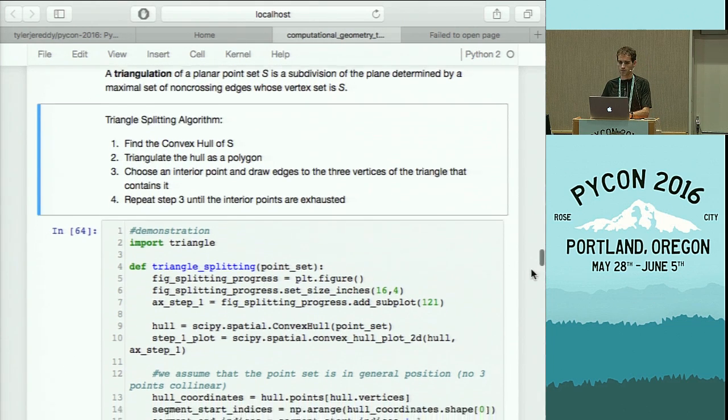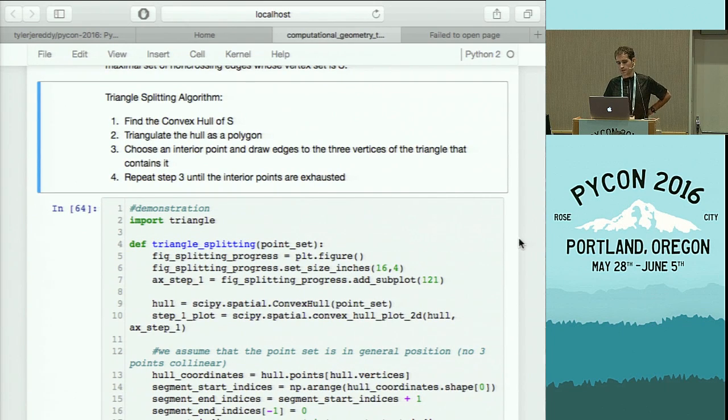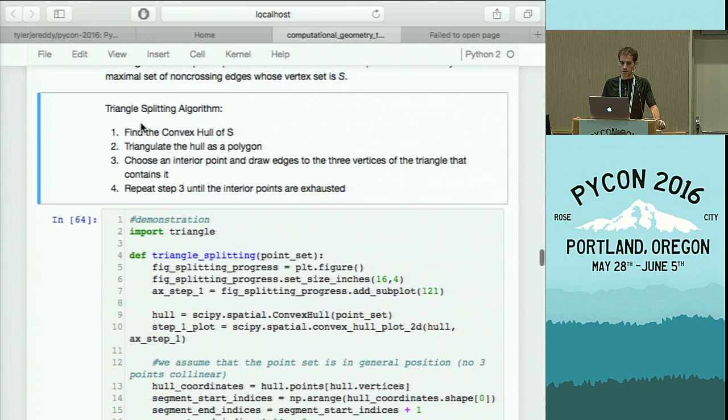So I thought I'd take a fairly simple triangulation algorithm that was demonstrated in the textbook, and actually try to implement it in Python, just to get an intuitive feel for how a triangulation algorithm works. This won't be the most efficient triangulation algorithm, but it gives you an idea of what's going on. And we're going to use a lot of the things that I've already discussed.